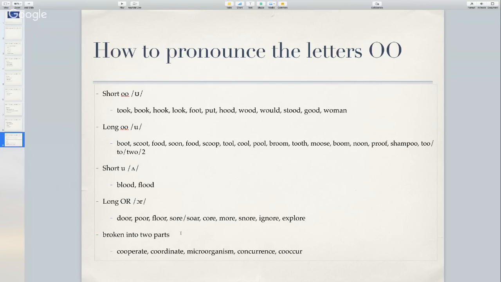Okay, let's try those one more time. Door, pour, floor, sore, core, more, snore, ignore, explore.